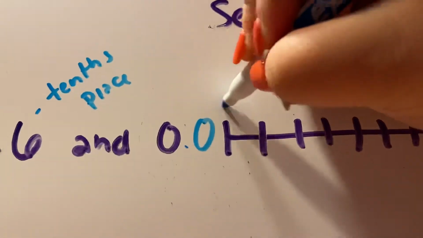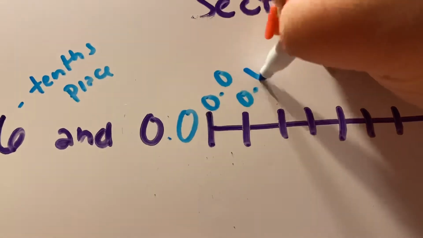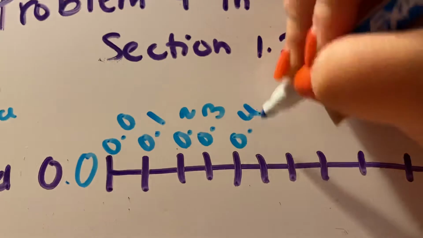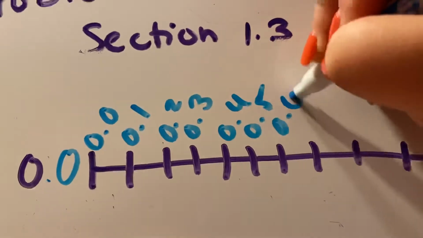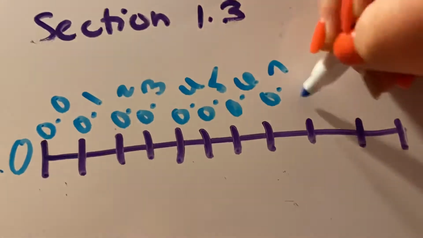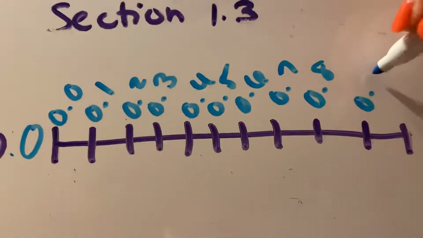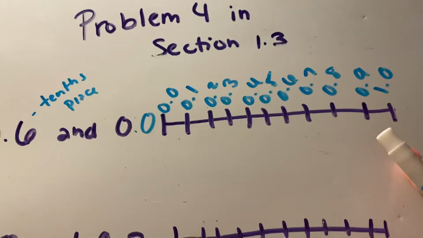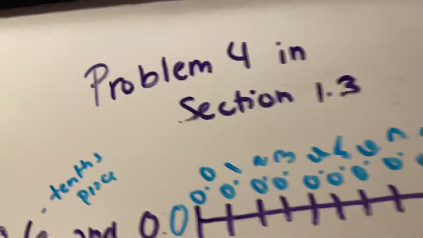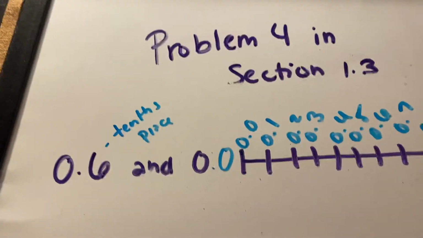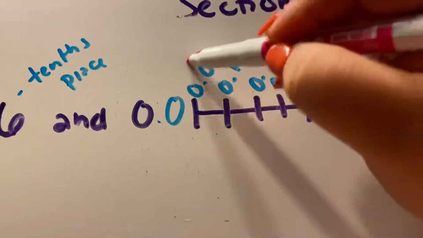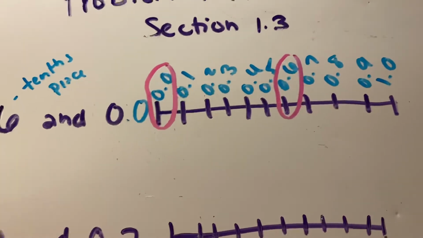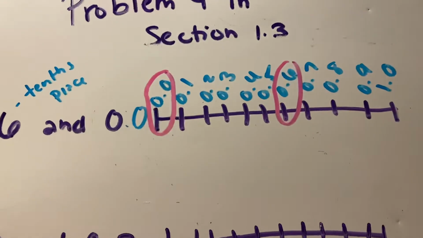So we'll number 0.0, 0.1, 0.2, 0.3, 0.4, 0.5, 0.6, 0.7, 0.8, 0.9, and 1.0. So there's 10 tenths within the number 1. We are looking at between 0 and 0.6. So we have to find a middle ground between the two.